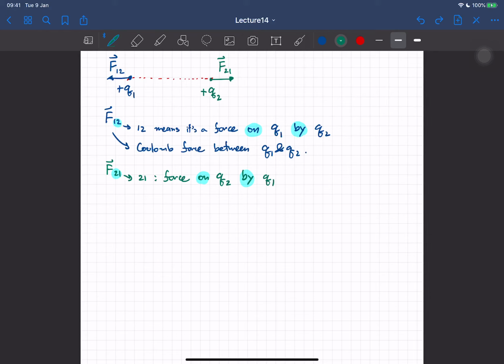So what else can we say? Well, Coulomb says that the magnitude of F21 is proportional to 1 over the distance between the two charges squared.